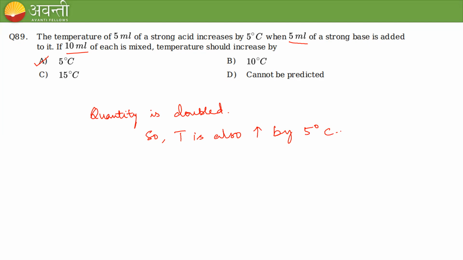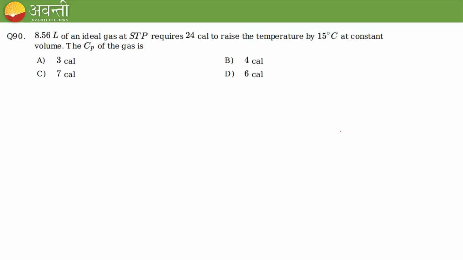Coming to question number 90. 8.56 liter of an ideal gas at STP requires 24 calorie to raise the temperature by 15 degrees Celsius at constant volume. The Cp of the gas is to be found. We know that volume is given and 24 calorie is given, and it is standard temperature and pressure condition. So everything is given. We need to find out Cp.